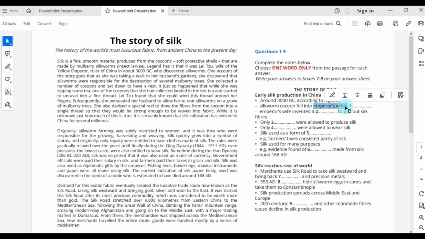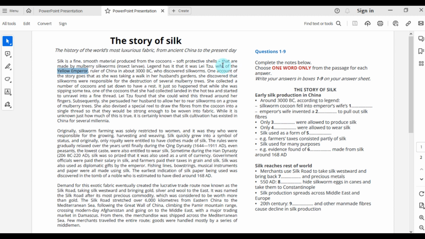Where is it located? There may or may not be written as emperor's wife. It may be rephrased, paraphrased, or in any other form. I see here a wife of the yellow emperor. Yes, it means emperor's wife. It is not saying directly emperor's wife.